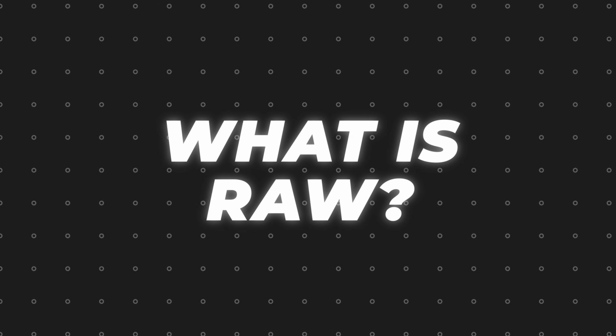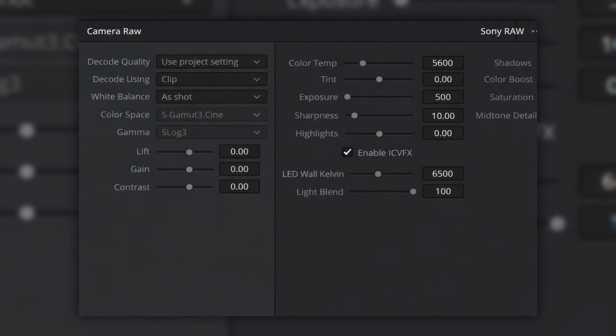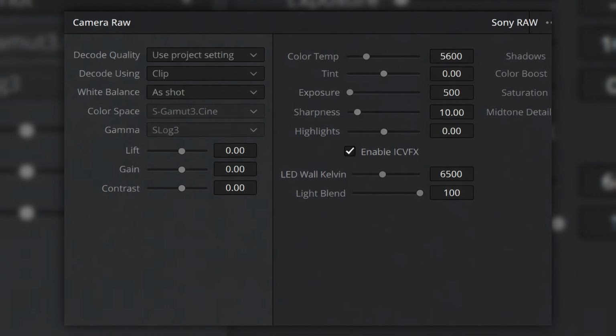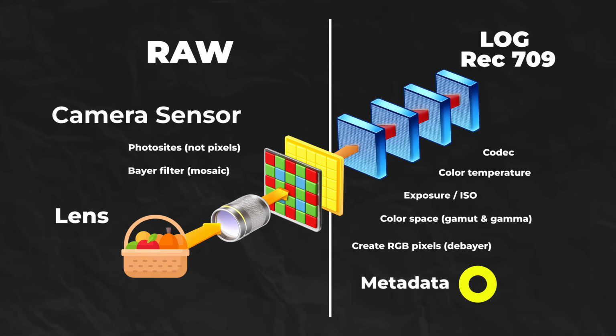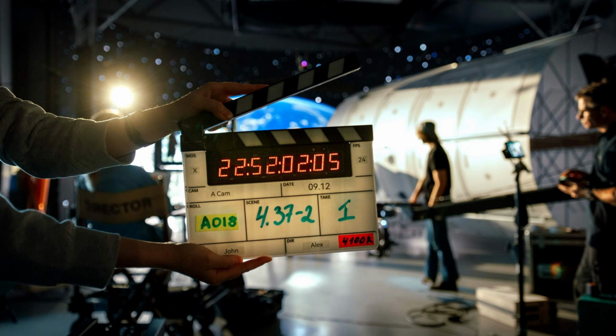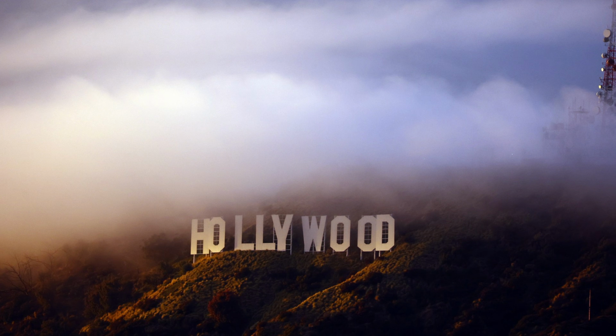RAW. RAW is the direct data from the sensor. It skips a lot of steps: complex compression, gamma curves, sharpening, noise reduction, and color space mapping. It's the closest you can get to the original sensor readout. This is why RAW is huge in feature film, high-end commercials, heavy VFX workflows, and Hollywood productions.